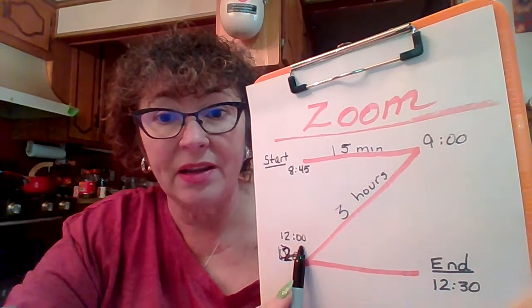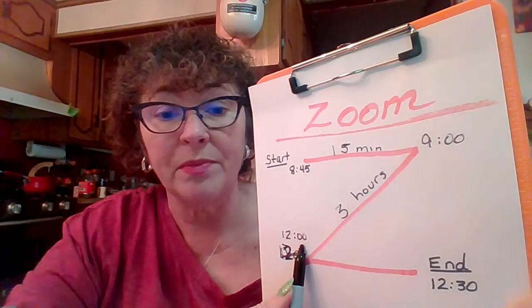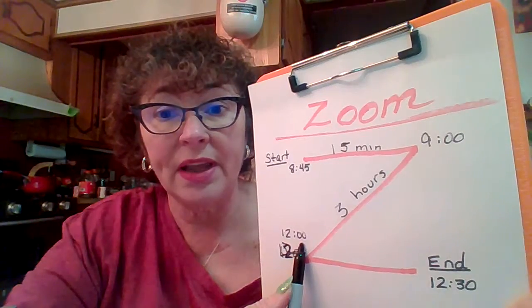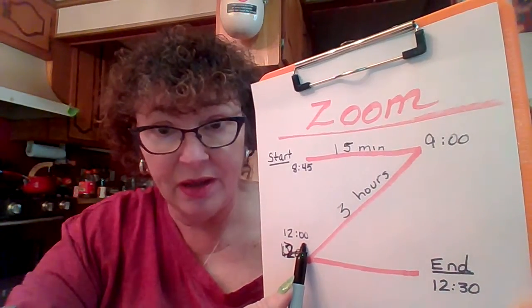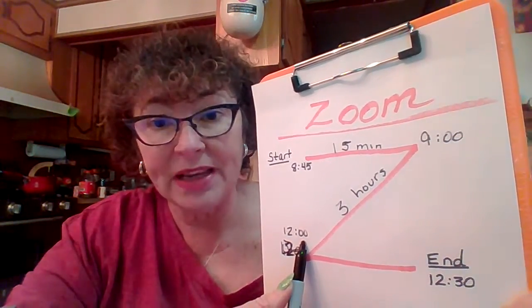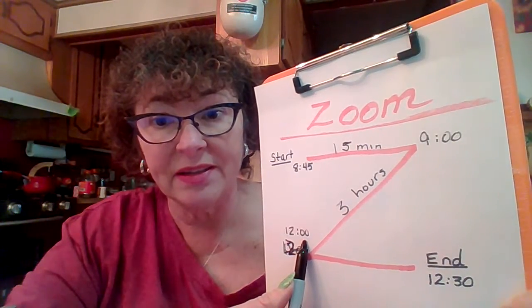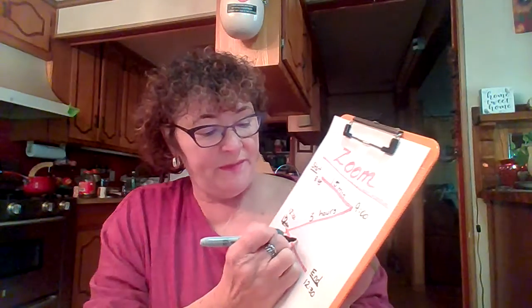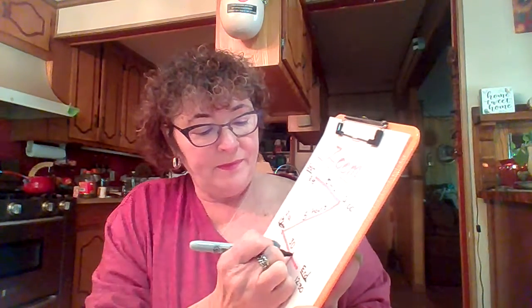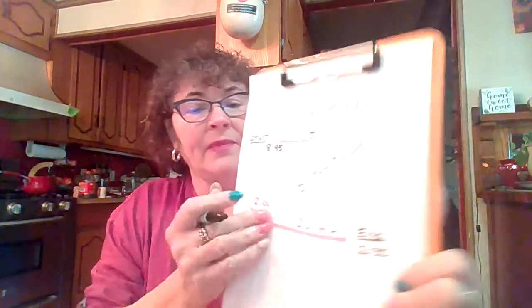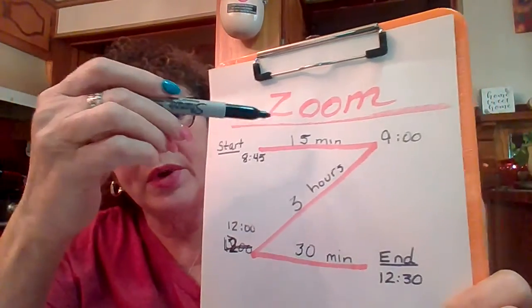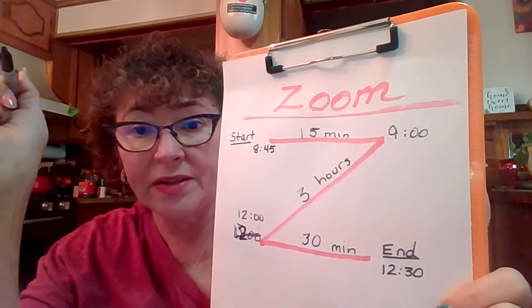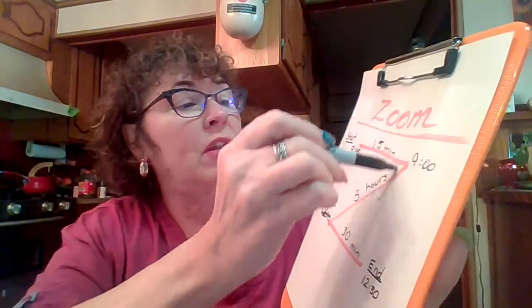Think about it. Go from the top where both hands are on the 12, and then you need one hand to go around to the 30 or to the 6. How many minutes is that? 30 minutes. Very good. Okay, so now we have 15 minutes, 3 hours, and 30 minutes. Now we're going to add them all up.